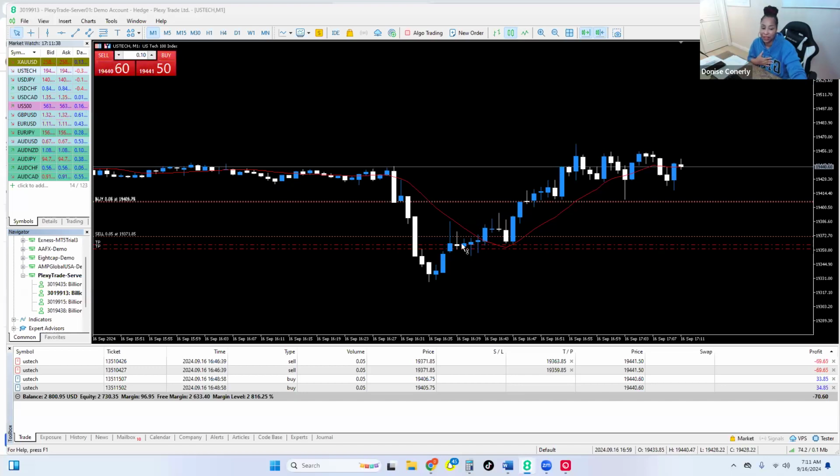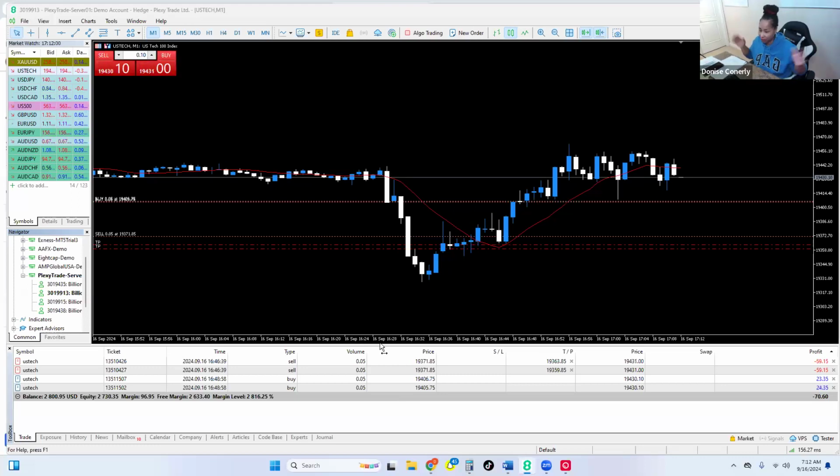So for instance, if this was going to continue up, I would just add a buy of 0.1, add another buy, and then you'll see the loss start to go away until it got to 0 or to a profit. And then you close everything and you're good. You didn't have a loss anymore.